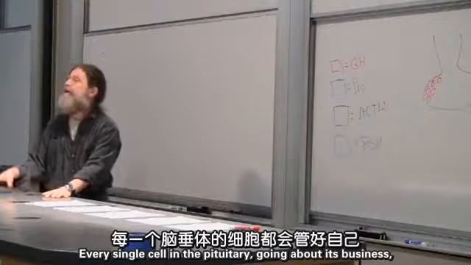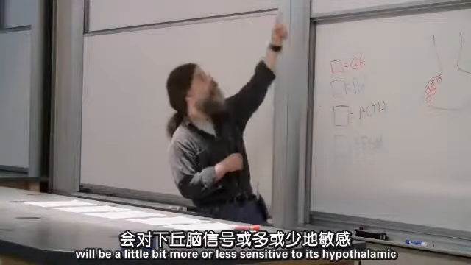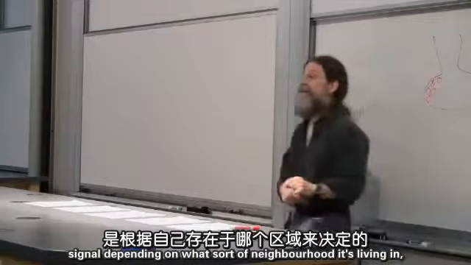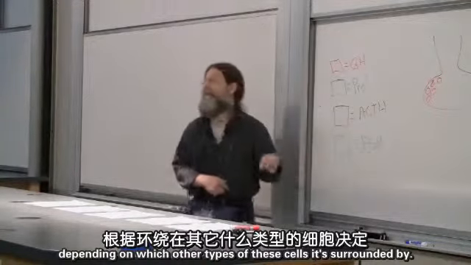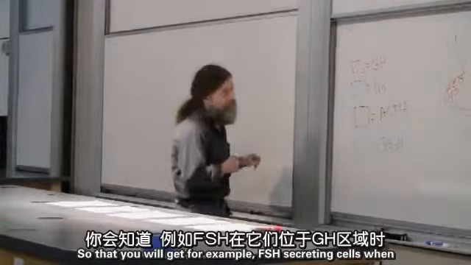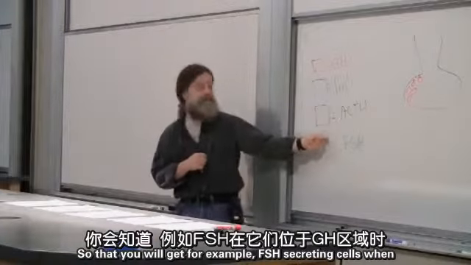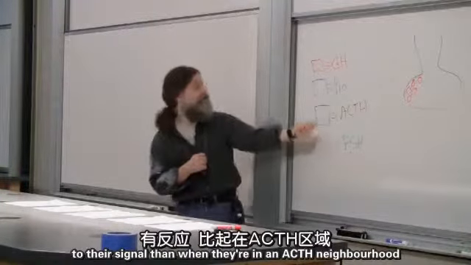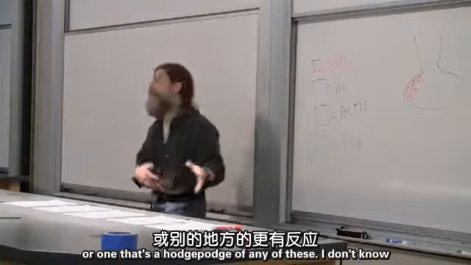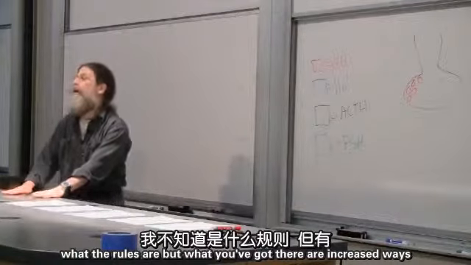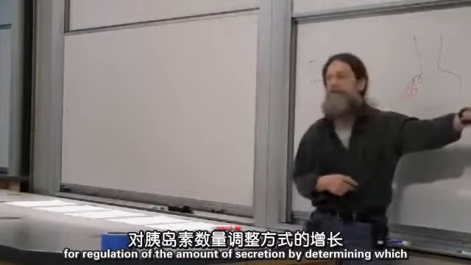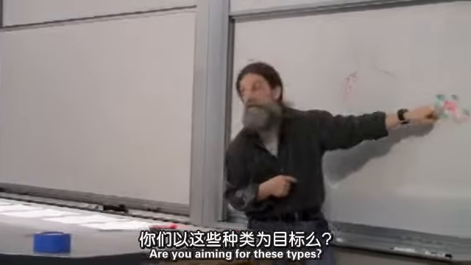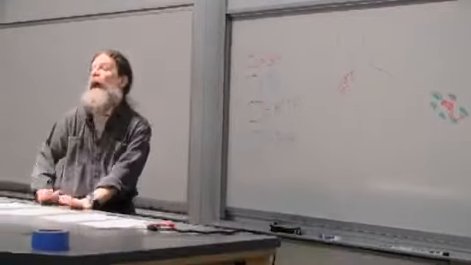Every single cell in the pituitary going about its business will be a little bit more or less sensitive to its hypothalamic signal, depending on what sort of neighborhood it's living in, depending on which other types of cells it's surrounded by. So, for example, FSH-secreting cells, when they're in a GH neighborhood, are far more responsive to their signal than when they're in an ACTH neighborhood or one that's a hodgepodge. I don't know what the rules are, but what you've got there are increased ways for regulating the amount of secretion by determining which way the hypothalamus aims the signals. Are you aiming for these types? Are you aiming for these types? More regulation that way. How does that work?